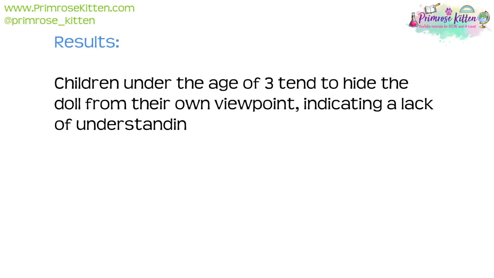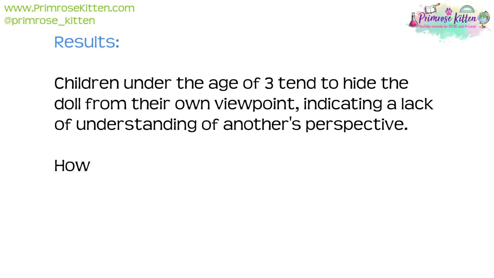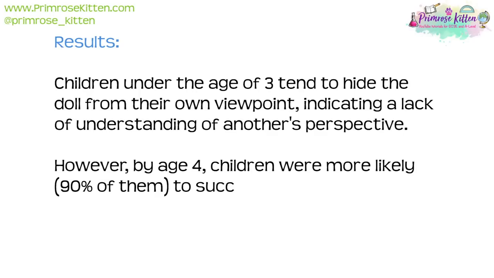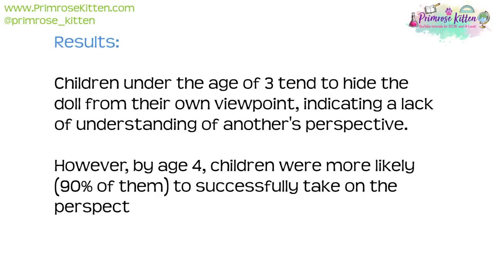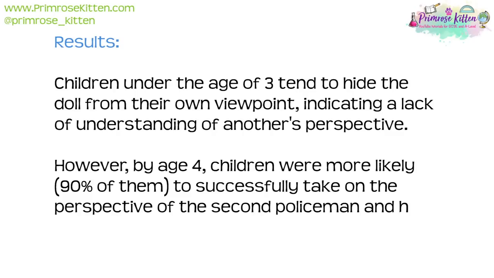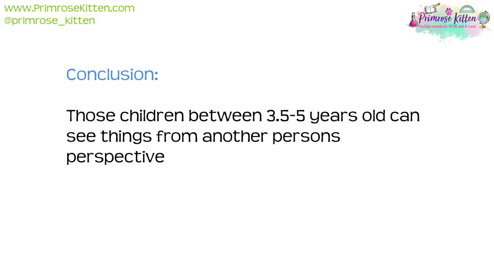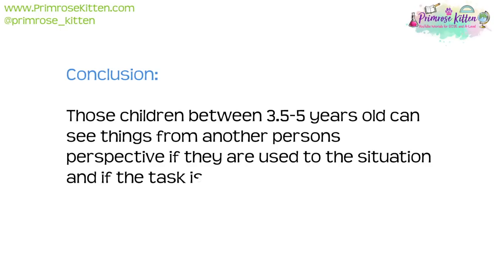The results. Children under the age of 3 tended to hide the doll from their own viewpoint, indicating a lack of understanding of another's perspective. However, by age 4, children were more likely, 90% of them, to successfully take on the perspective of the second policeman and hide the doll out of their view. The conclusion. Children between 3.5 and 5 years old can see things from another person's perspective if they are used to the situation and if the task is clear for them to follow.